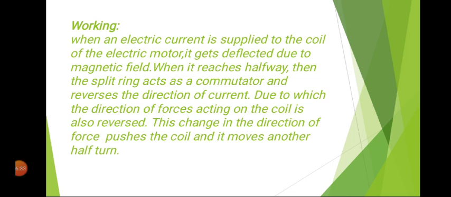When an electric current is supplied to the coil, then it gets deflected due to the magnetic field. When it reaches halfway, then the split ring acts as a commutator and reverses the direction of current, due to which the direction of forces acting on the coil is also reversed. This change in the direction of force pushes the coil another half turn.